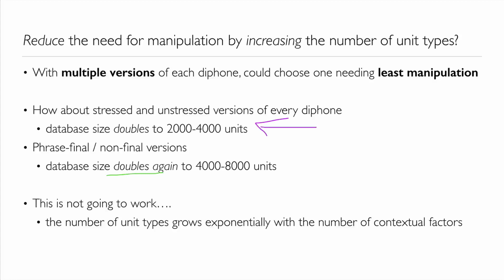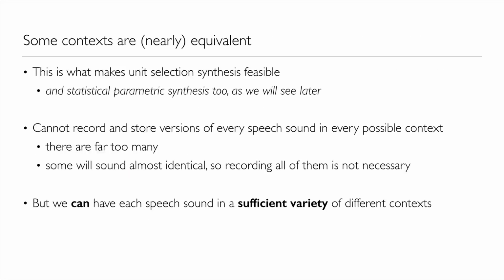And from this finite database, we have to make do. We have to do the best we can at choosing units that we think will sound as similar as possible to the unit that we wish we had, if only we had that infinite database. So what makes that possible? What makes unit selection synthesis feasible?